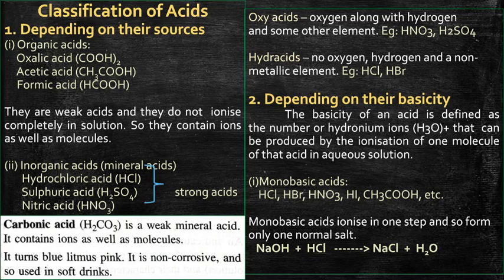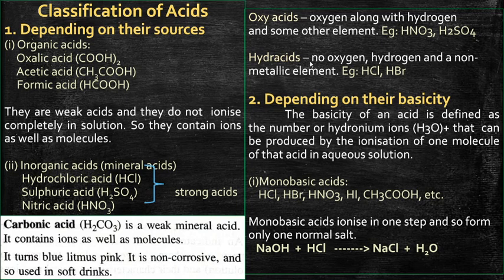Okay, so the other type: in inorganic acid we have oxy acid and hydric acid. What is oxy acid? Oxygen along with hydrogen and some other element. We mean oxygen is present, hydrogen is present with some other element, so they are called oxy acids. Example, nitric acid: oxygen is here and hydrogen is present along with nitrogen. Oxygen is here, hydrogen is present along with sulfur. So these are examples for oxy acid.